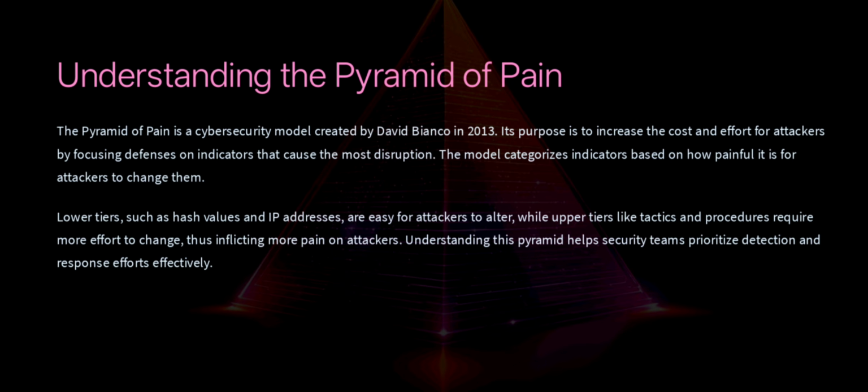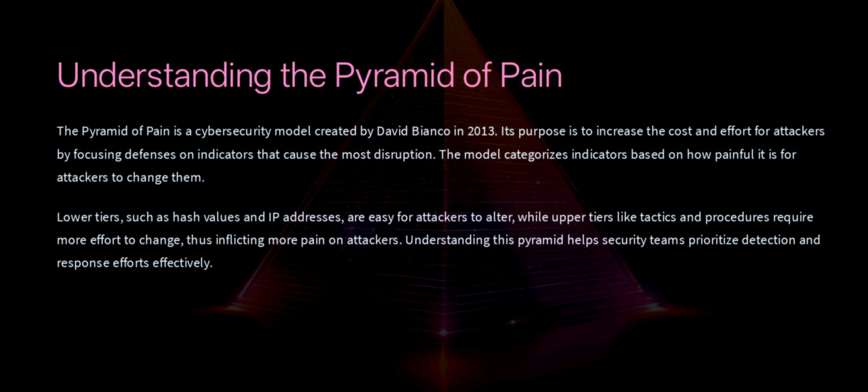2. IP addresses. Slightly higher are IP addresses, which can be used to identify malicious servers or command and control centers. However, attackers can rapidly change IP addresses using various techniques, such as leveraging proxy servers or compromised machines, making this indicator also relatively easy to circumvent.